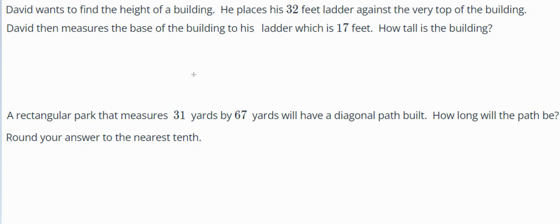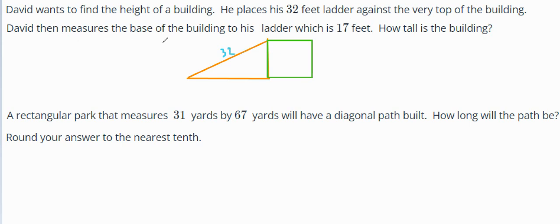So the first thing we want to do is just kind of sketch this out. And I'm not a great artist, but as a clue, since we're in the Pythagorean theorem section, this will use the Pythagorean theorem. So I'm going to have my building here at the very top. He places a 32-foot ladder. So this is going to be 32. This is the ladder right here.